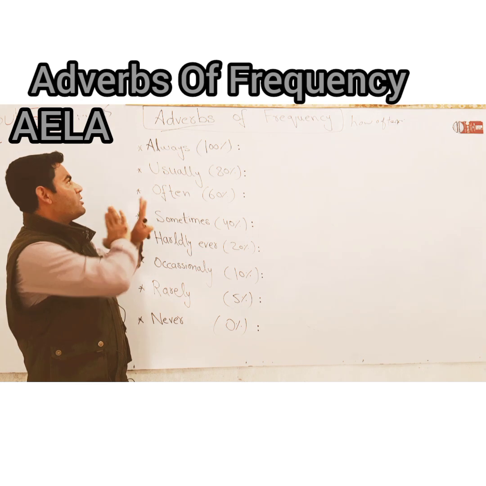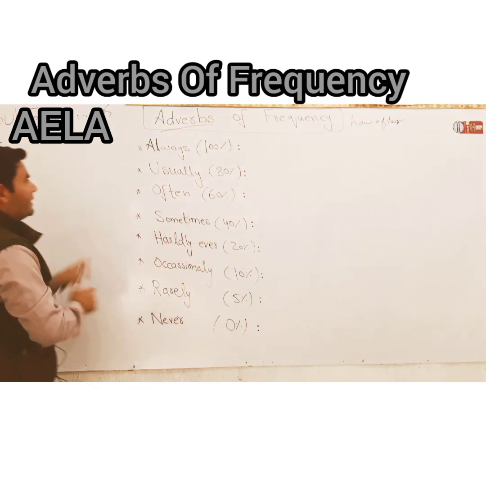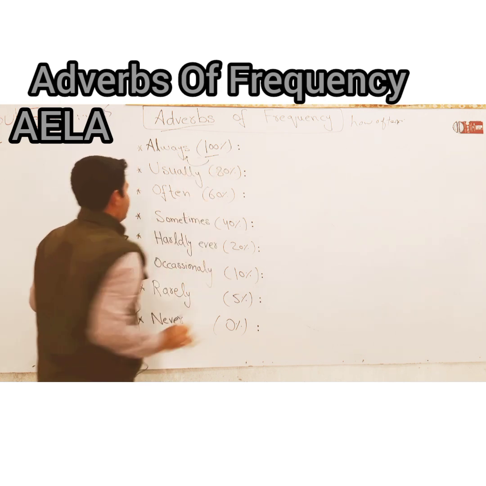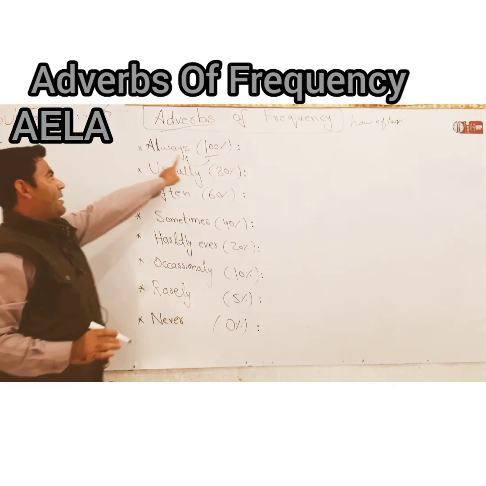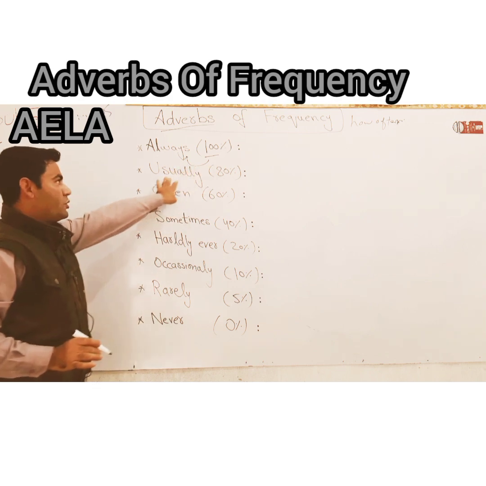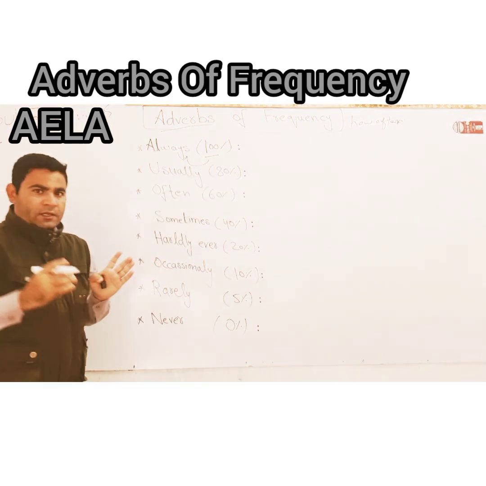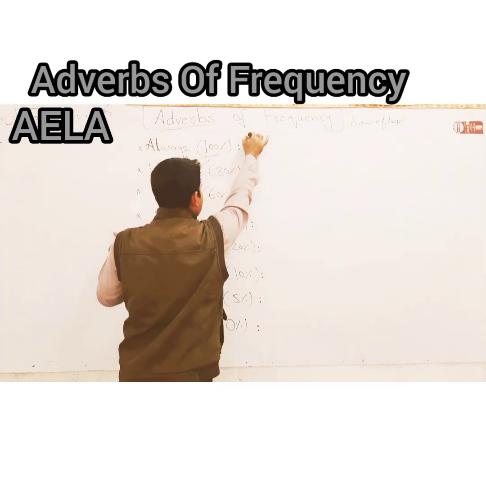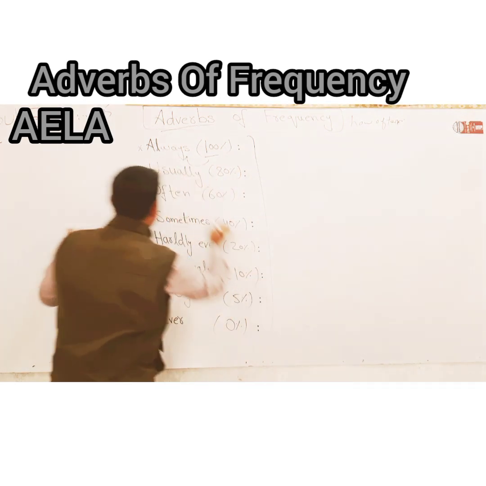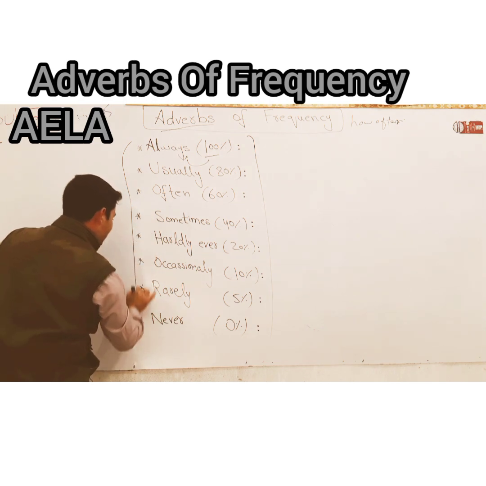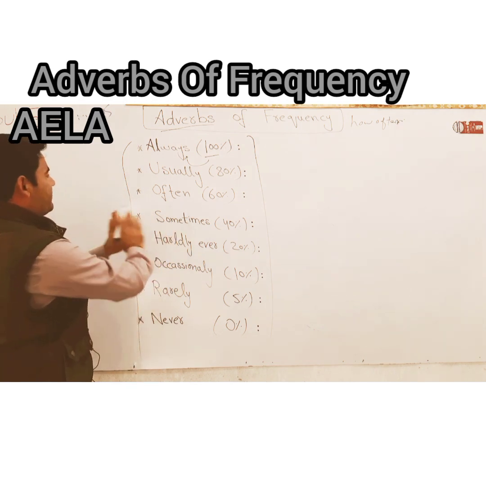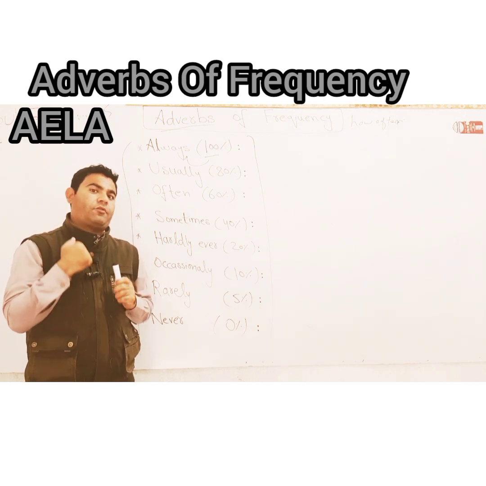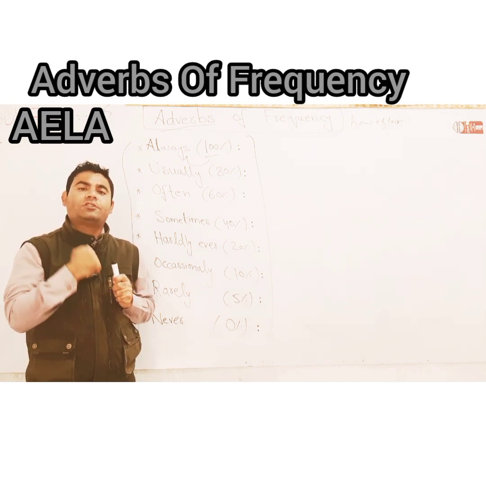When a person hunts once or twice a year, he's not a hunter. So today we're going to be talking about adverbs of frequency. Now you will see a frequency against each adverb. For always, I have written 100%. For usually, I have written 80%. Remember one thing: this table is based on experience. It's not a rule. Adverbs of frequency don't have a rule.